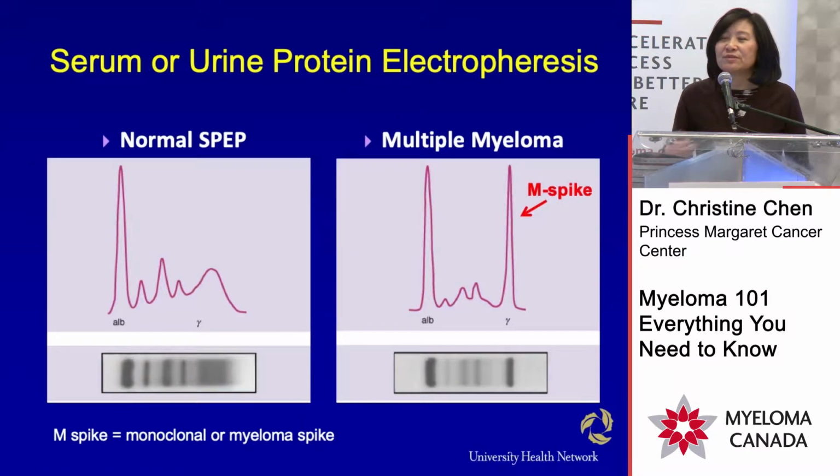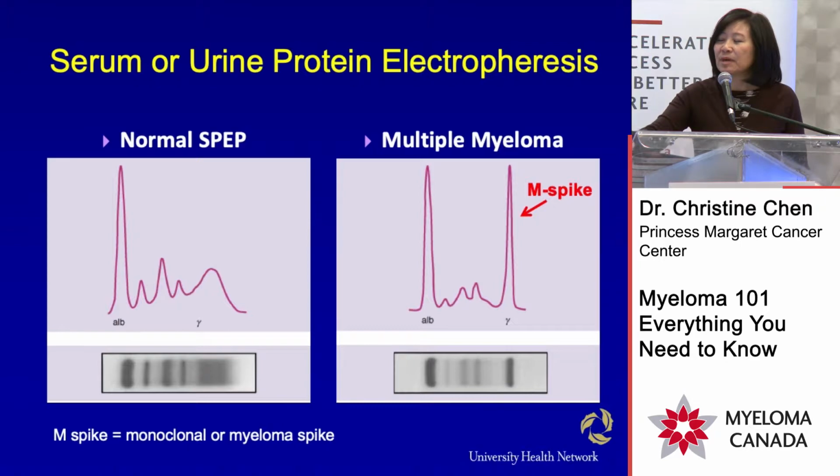So the first test we do, and I'm not going to get into detail here, but you will all have heard about some of these things, serum or urine protein electrophoresis. We take the patient's blood and we essentially separate out the proteins in the blood. And so you see something on the left, thanks Dave, is what we end up with. It's a tracing of the proteins.